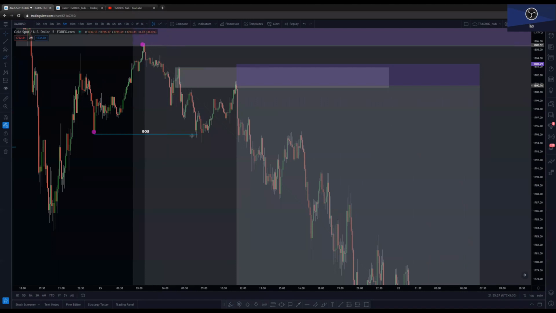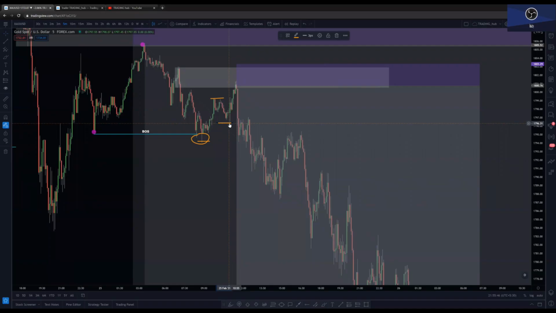The market broke this structure here in the 15-minute, and then the market took a higher high, something like this. This one is a swing high and this one is a swing low. The market took a pullback here and pushed higher, and then the market finally broke this low here, and then the market created a new break of structure in the 15-minute.